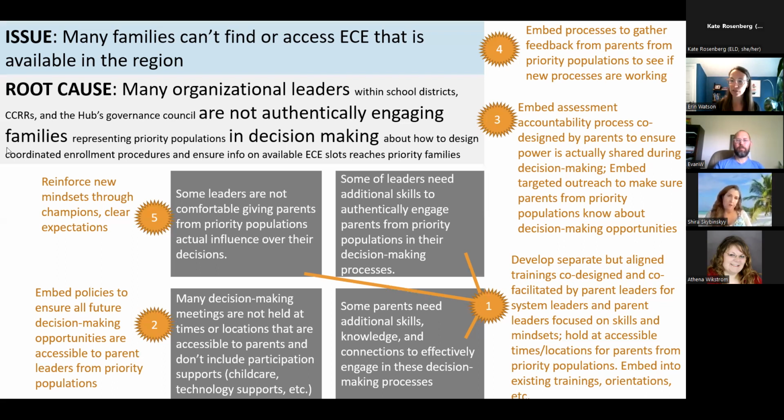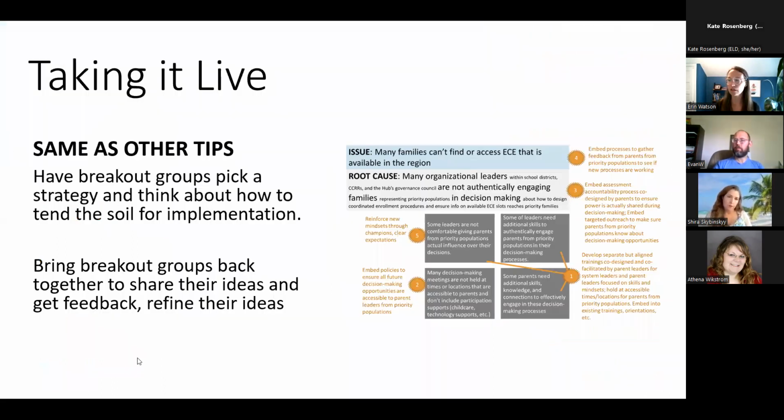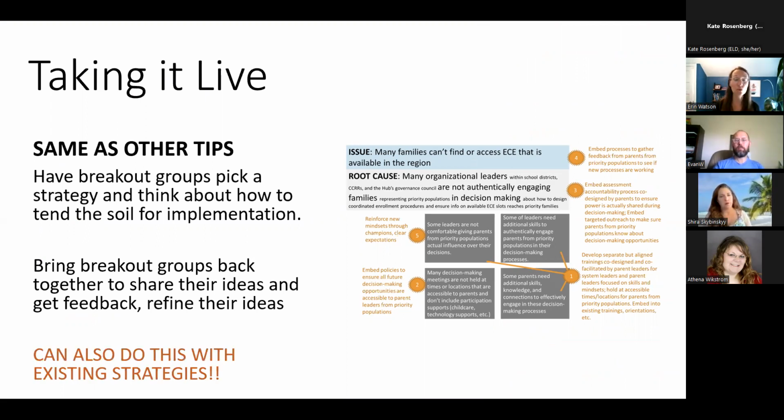Okay. So again, as with the other tips, a simple way to infuse this is to just have your hub partners take a couple strategies you're working on and think about how do you anticipate and address implementation barriers? How do you tend to that soil? And you can do that with your new strategies or existing strategies. Okay, so those were the tips.